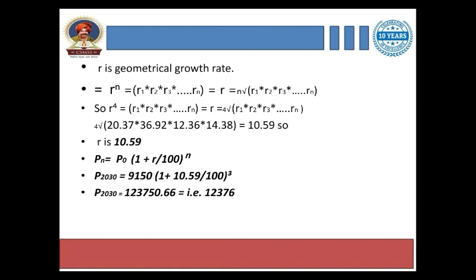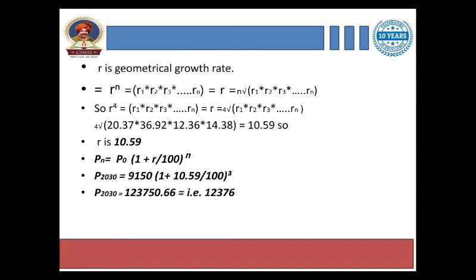R is nothing but the geometrical growth rate. So what is the formula for R? R raised to n is equal to R1 into R2 into R3 and so on up to Rn. So to calculate R, we have to take the nth root of the product R1 into R2 into Rn, the whole bracket. So here what is the value of n? Yes, it is 3, but for our convenience I have taken n as 4, because we have 4 rates of increase.